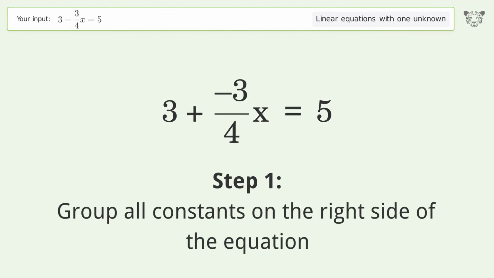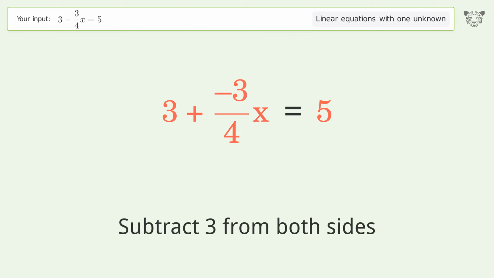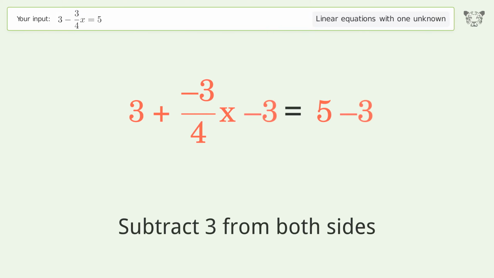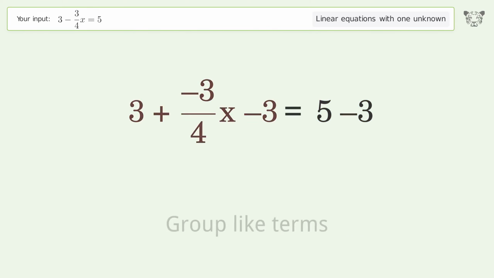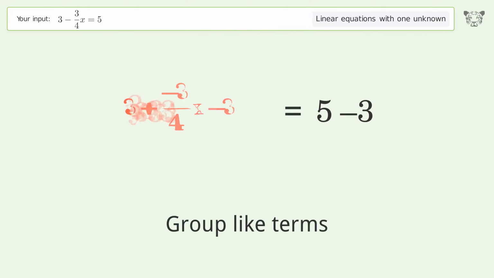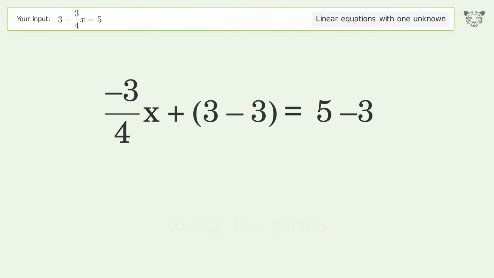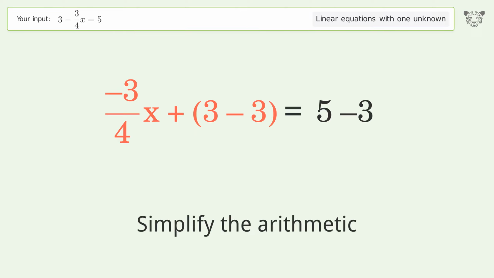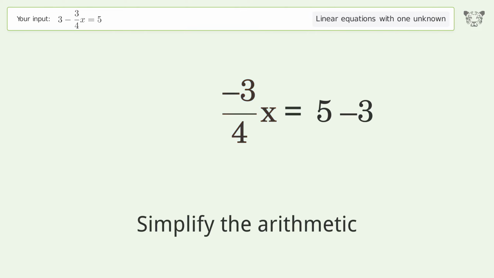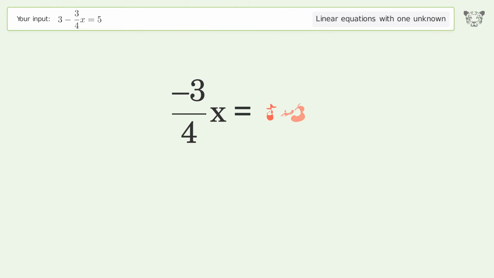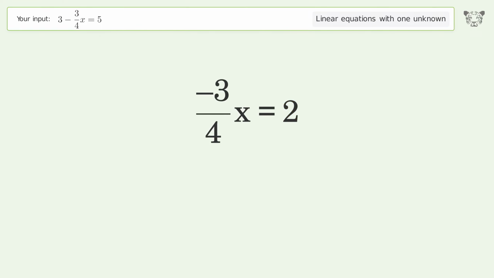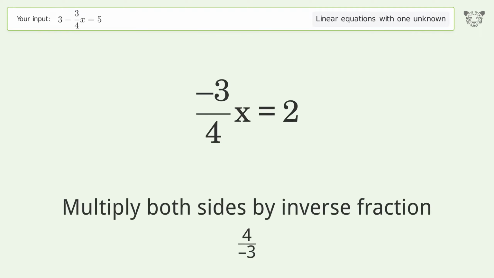Group all constants on the right side of the equation. Subtract 3 from both sides. Group like terms. Simplify the arithmetic. Isolate the x. Multiply both sides by the inverse fraction 4/3.